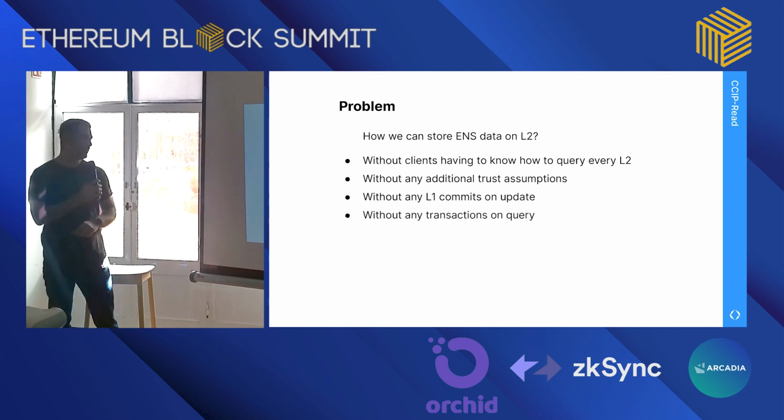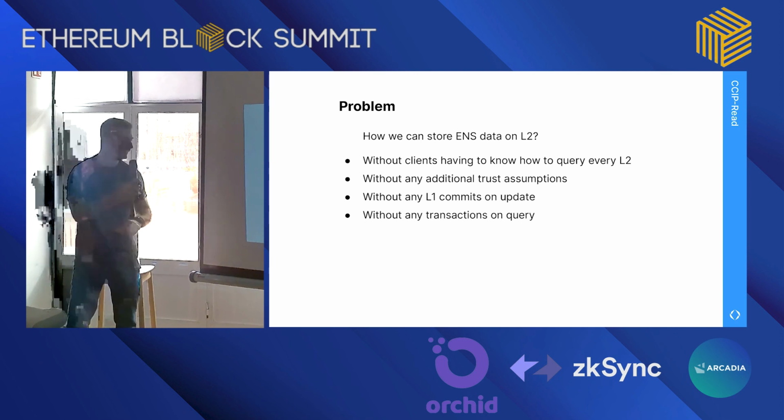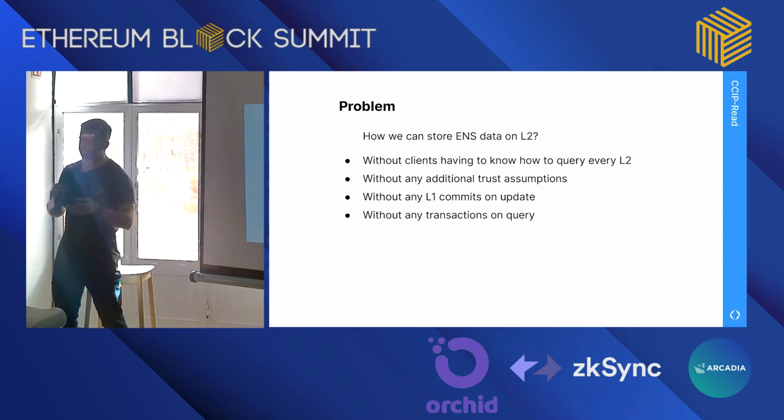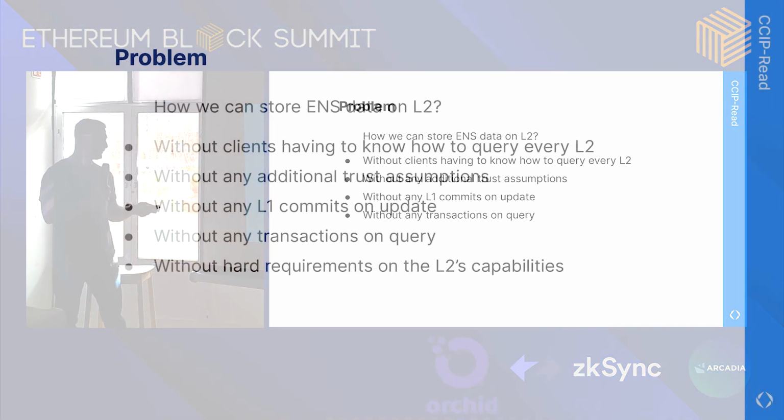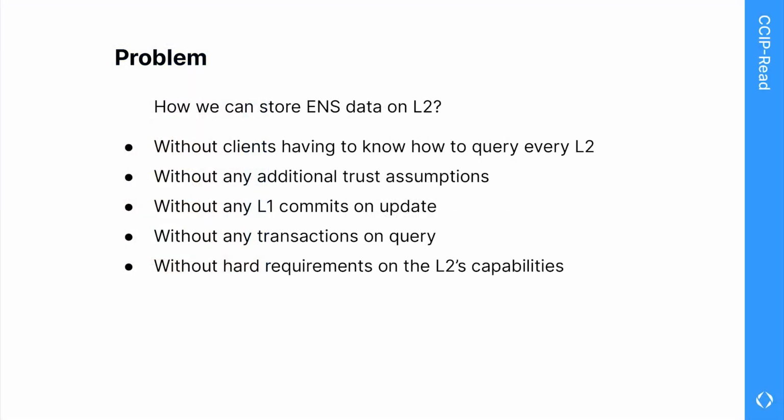And the other concern was without any transactional query. I already explained this actually, it's a part of the L1 commit. So while querying their names on the L2s, we didn't want anyone to be involved in more transactions or steps, basically. And without hard requirements on the L2's capabilities, which means that while scaling to other L2s, we didn't want to do any modification on the current L2s. So we don't want to introduce any other complexity while scaling.